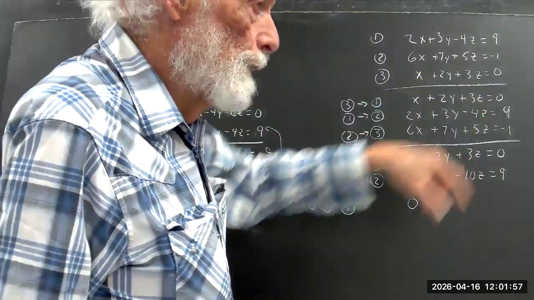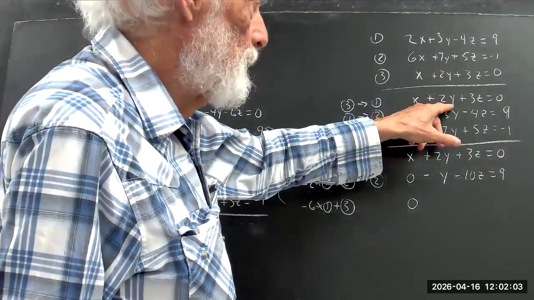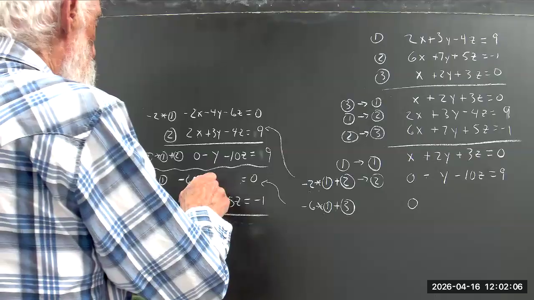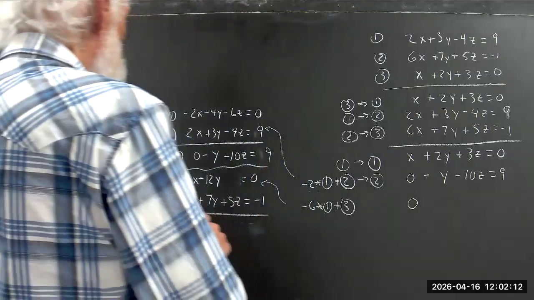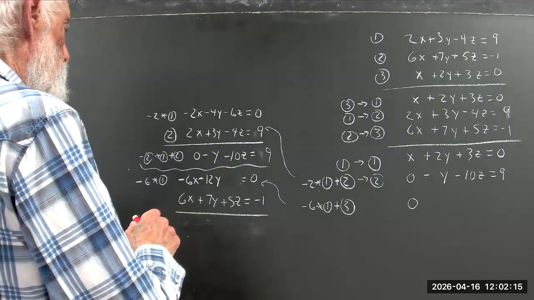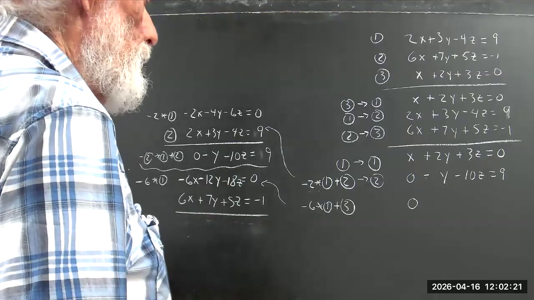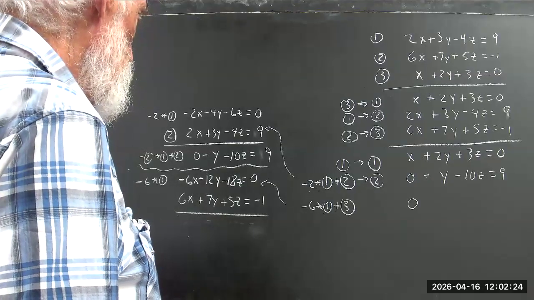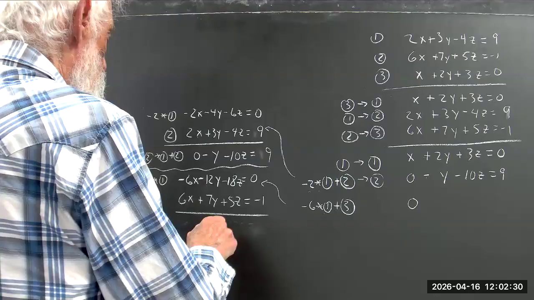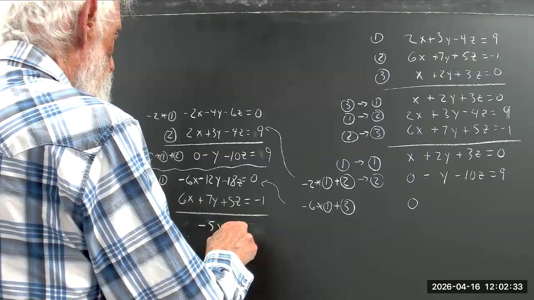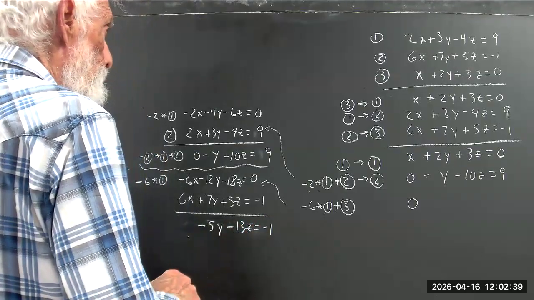-6 times the numbers in the first equation. -6 times x gives us -6x. -6 times 2y gives us -12y. Oh, that was right. And -6 times 3z. Well, I thought I'd done something wrong, but I didn't. -18z. Copy this equation down correctly. -5y minus 13z equals -1.